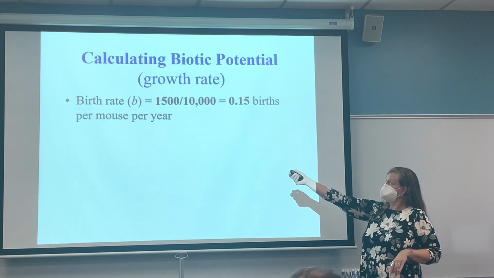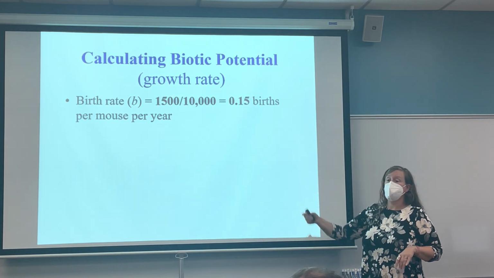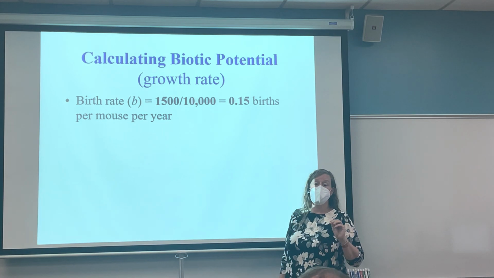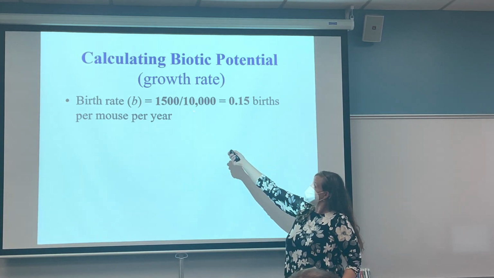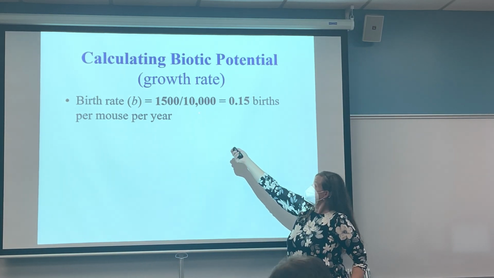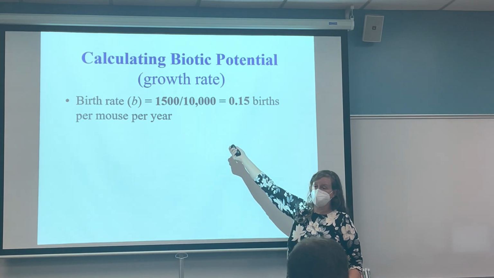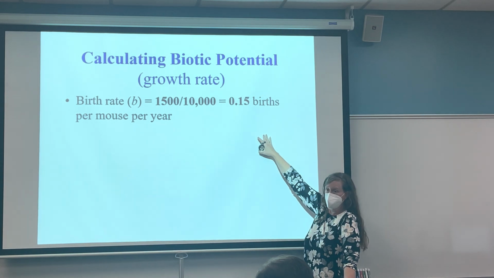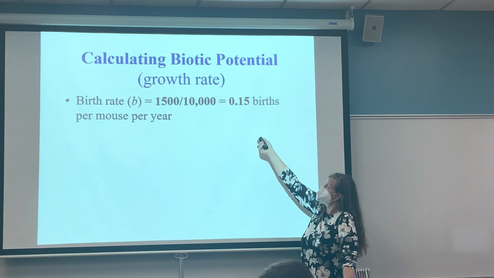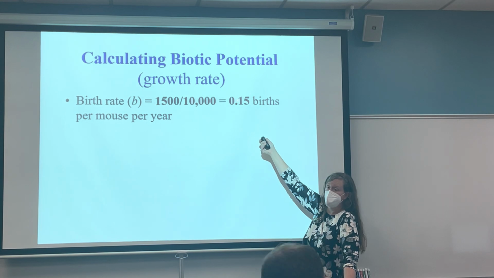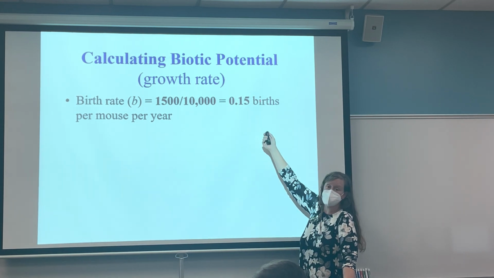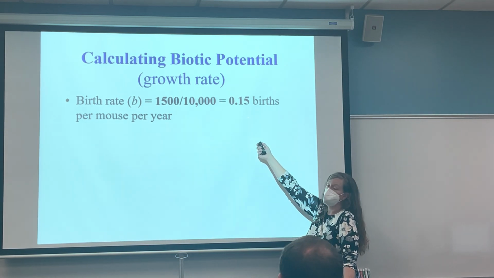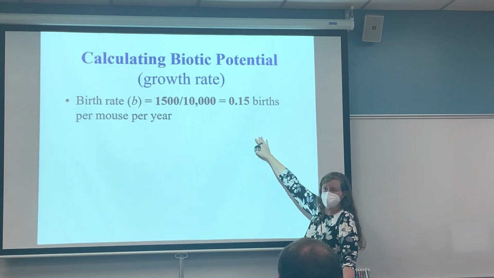Our birth rate, 1,500. We have to get a percentage of what that means in regard to the original group size, 10,000. If we take 1,500, we divide by 10,000, we get 0.15 births per mouse per year. If we take this decimal place, we move it 2 places, or we multiply 0.15 times 100 to get a percentage. We have a 15% birth rate in that year.